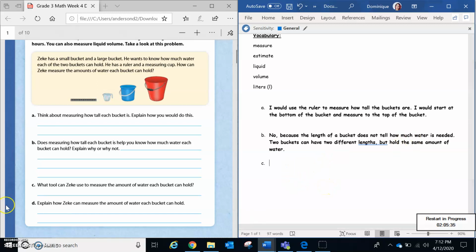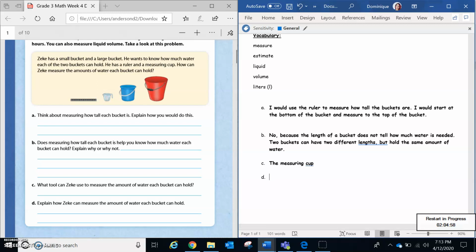All right, C. What tool can Zeke use to measure the amount of water each bucket can hold? So again, we have our ruler and our measuring cup. Which one of these would we use to measure how much or the total amount of water is being poured into the bucket? The measuring cup, good job. So simply put, the measuring cup. And again, guys, just pause in between each question to give yourself time to write.